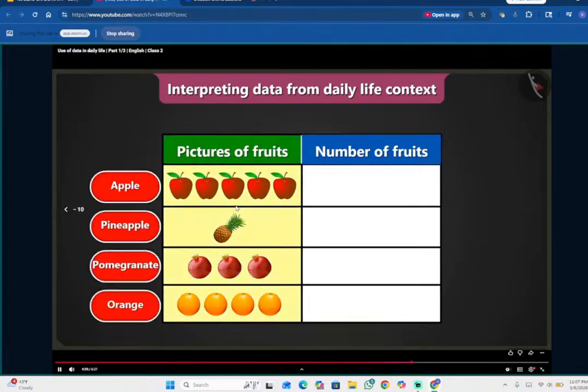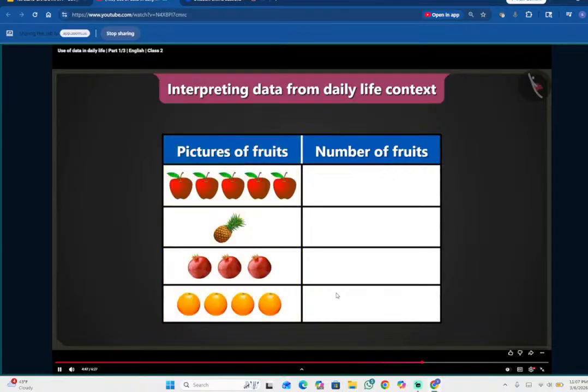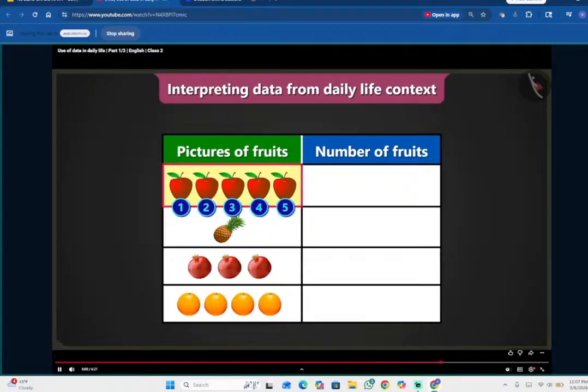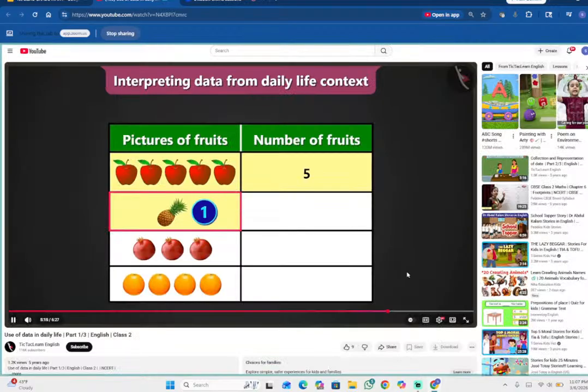But with an orange. Now have you understood that the data given is about which fruits? Yes, but how will I know the number of fruits without counting them? It is easy. How many pictures of apples are given in this table? There are 5 pictures of apples. Yes, so we have to write the number of apples, 5, in the column of number of fruits. Similarly, there is 1 picture of pineapple. So we have to write the number of pineapples, 1, in the column of number of fruits.